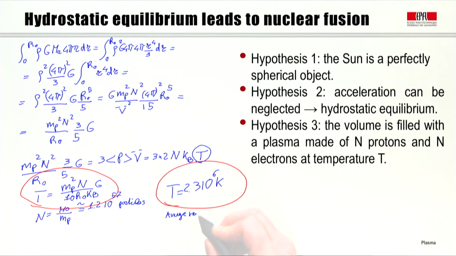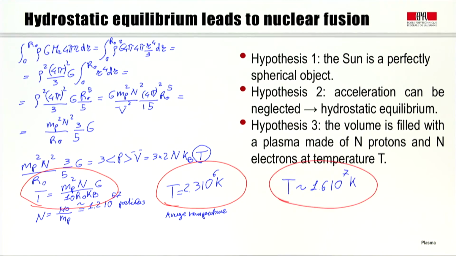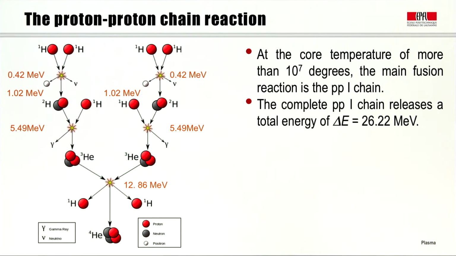This is, of course, an average temperature. In reality, more complex calculations which allow the temperature to vary according to a profile in the radial direction end up with a much larger temperature, which is of the order of 1.6 × 10^7 degrees Kelvin. At the core temperature of more than 10 million degrees Kelvin, fusion reactions become possible.